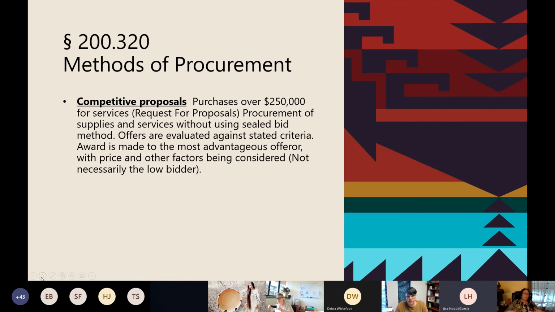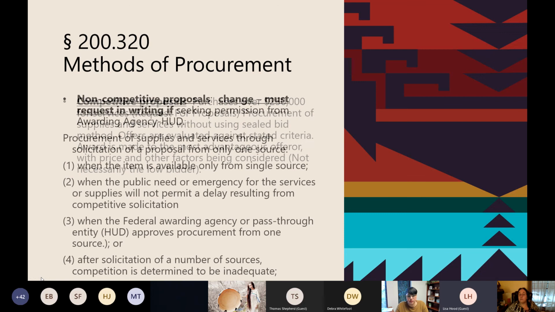Competitive proposal, purchases over $250,000 for services, an RFP, your request for proposals, procurement of supplies and services without using the sealed bid method. Offers are evaluated against stated criteria. The award is made to the most advantageous offeror, with price and other factors being considered, not necessarily the low bidder. What are they offering you? Everything that you've asked for.